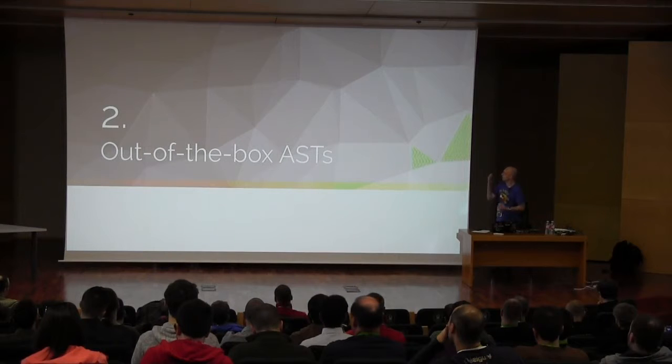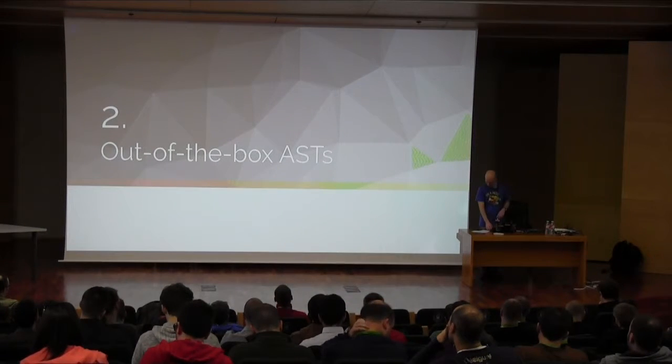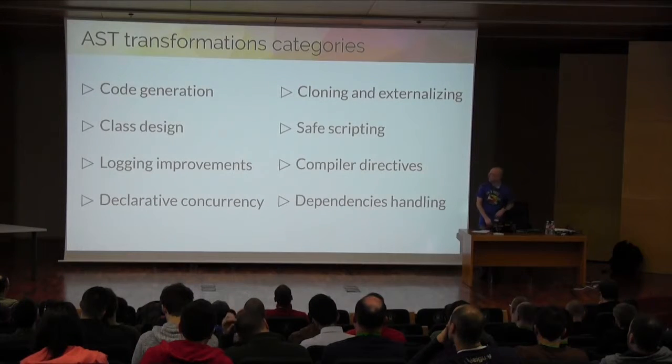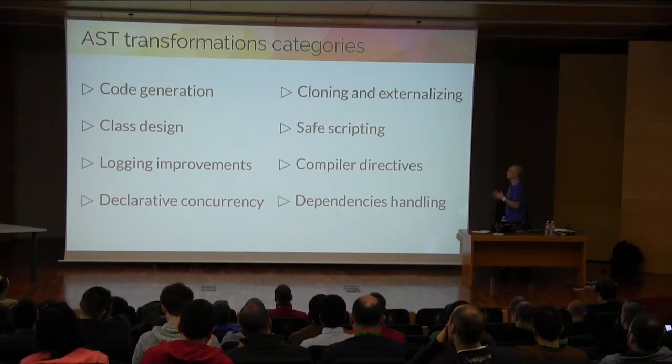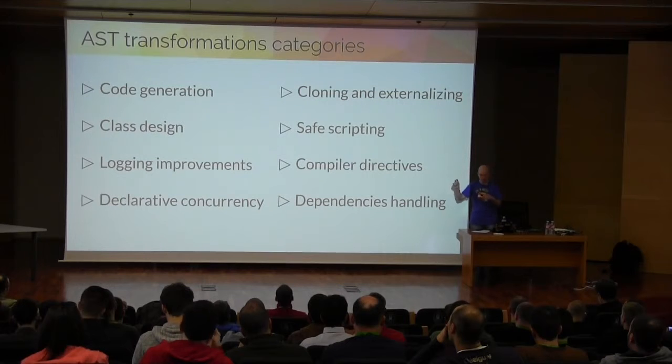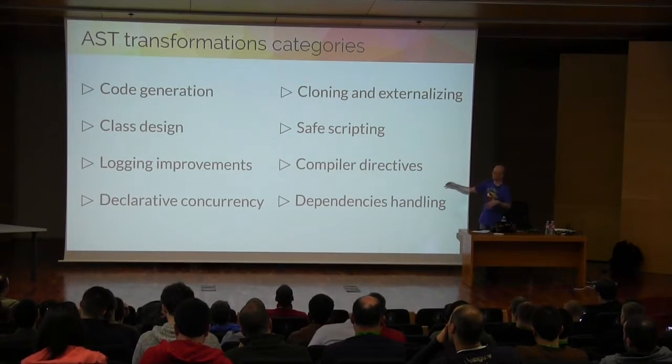So let's talk about some of these out-of-the-box transformations that we have in Groovy. These are the categories. Please don't pay too much attention to them, because I'm going to explain some of the transformations in these categories. I'm going to focus almost on code generation and class design, but I'm going to show you a transformation for the rest of the categories.